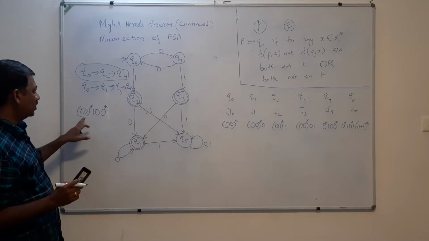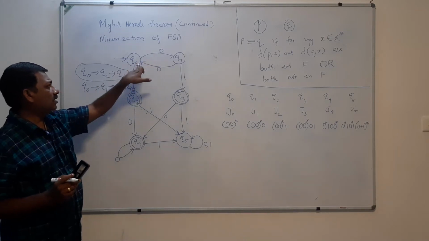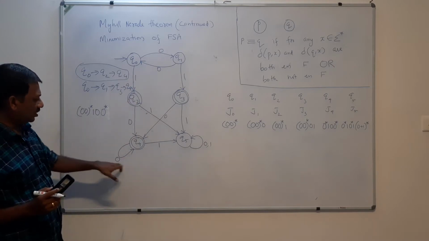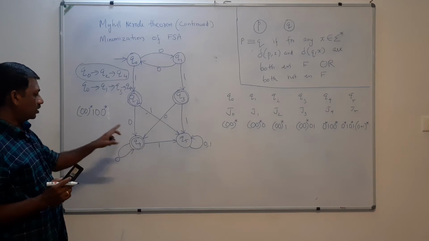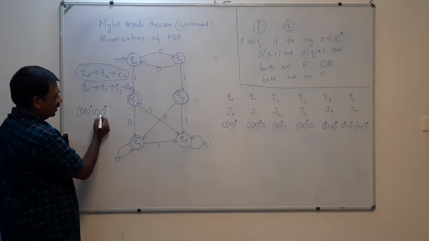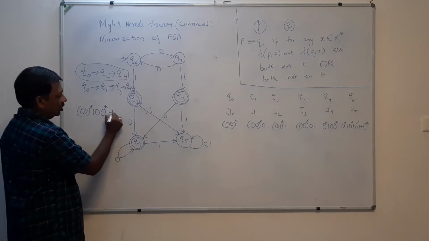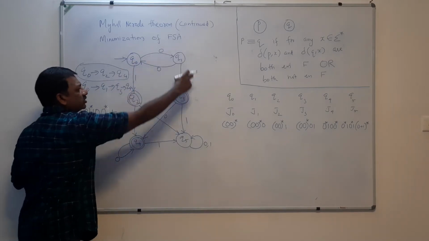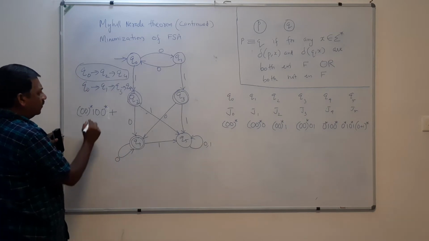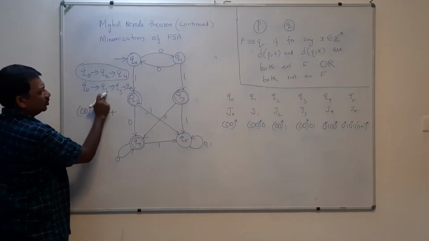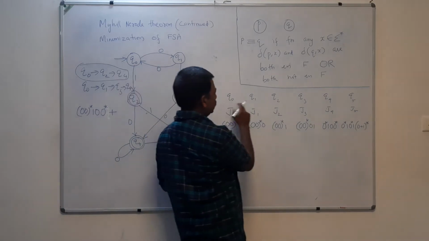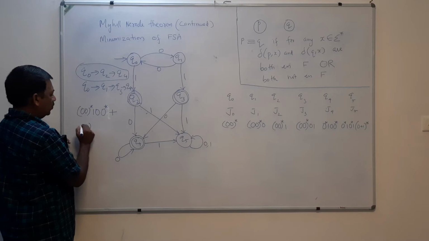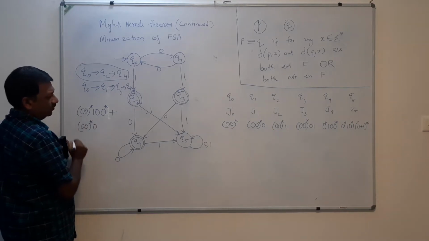Okay, that means 0 0 star, after that 1, again 0, and after that you have a self loop here, that is why 0 star, or this or. That means you can take either this route or this route. Okay. Now what is that route? Q0 to Q1. Q0 to Q1 is 0 0 star 0 0 star 0.